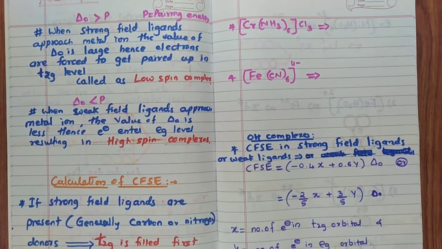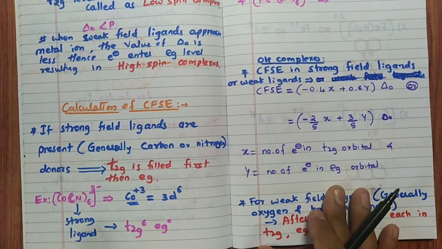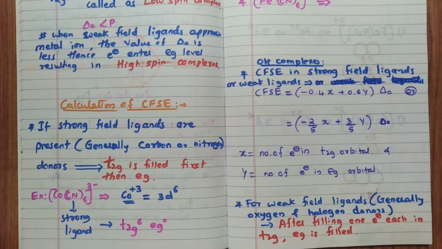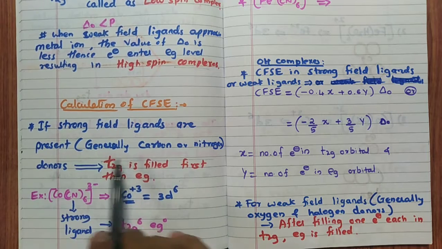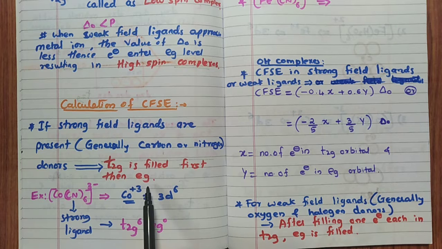Now we will see how to calculate CFSE, crystal field stabilization energy. Before that, we need to know how to fill the electrons. If strong ligands are present, generally carbon or nitrogen donors, t2g is filled first, then eg. For example, [Co(CN)6]3-. What is the oxidation state of cobalt? 3 plus. So the 3d6 configuration is present, and it is a strong field ligand. Then how to fill? t2g will fill 1, 2, 3, 4, 5, 6.